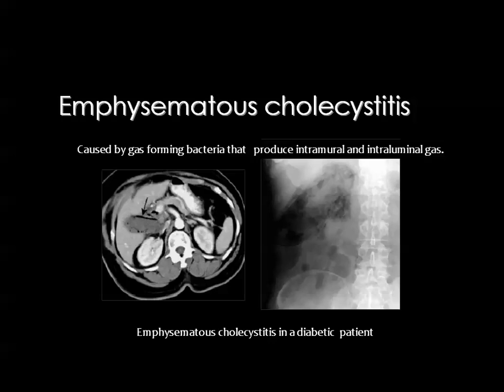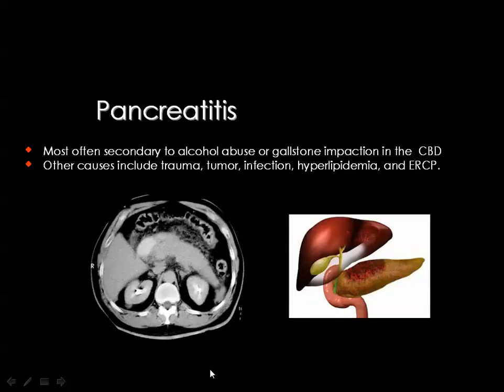Then emphysematous cholecystitis is a disease of diabetic patients, and can be diagnosed by the plain film whenever you see gas in the region of the gallbladder, and it is also an easy CT diagnosis whenever you see that there is gas in the wall of the gallbladder, or even inside the lumen of the gallbladder.